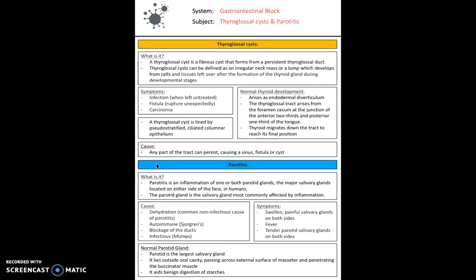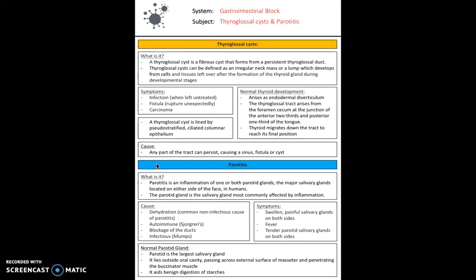So moving on from peritonitis, we can look at the thyroglossal cyst. A thyroglossal cyst is a fibrous cyst that forms from a persistent thyroglossal duct. They can be defined as an irregular neck mass or lump which develops from cells and tissues left over from the formation of the thyroid gland during the development stages. So remember, normal thyroid development arises as an endodermal diverticulum, and it arises from the foramen cecum at the junction of the anterior 2/3 and the posterior 1/3 of the tongue.